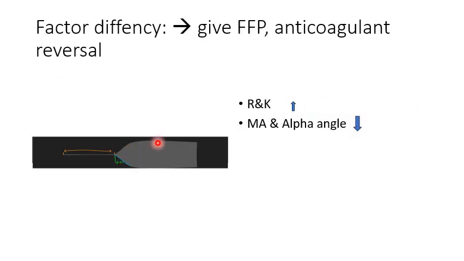So what you can see here is that the R time has increased. The R time in this case and K time has increased, which means you have to give FFP and anticoagulant reversal, and then the K time will also decrease.